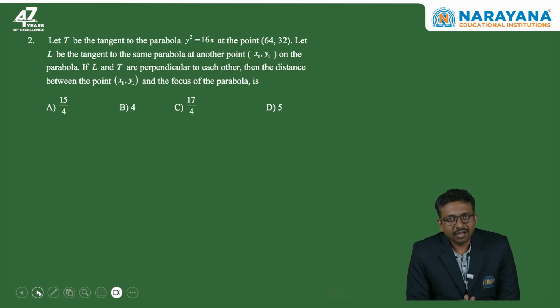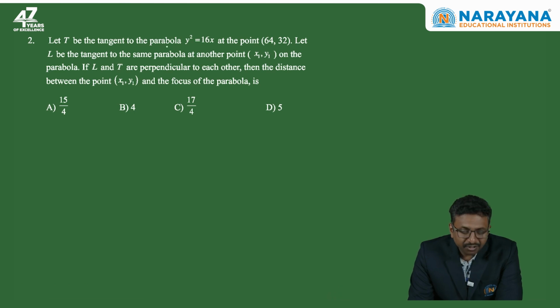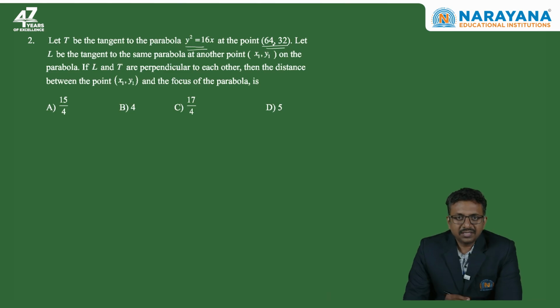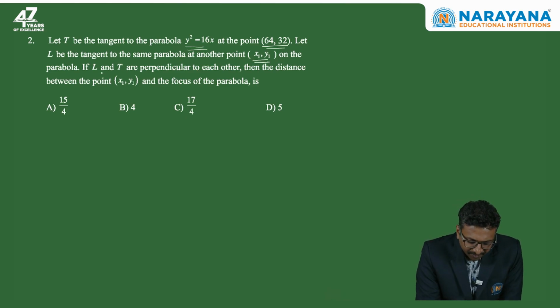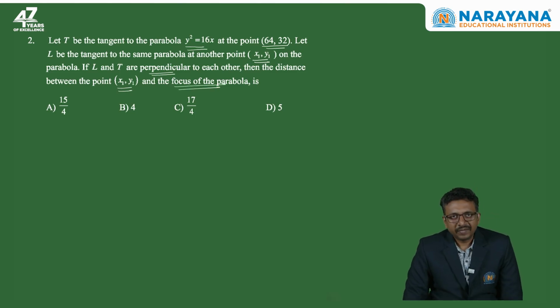So this is a question on coordinate geometry, parabola. Let T be the tangent to the parabola y square is equal to 16x at the point (64, 32). Let L be the tangent to the same parabola at another point (x1, y1) on the parabola. If L and T are perpendicular to each other, find the distance between point (x1, y1) and the focus of the parabola. While reading itself, if you draw the diagram parallelly, it will be easy to understand.